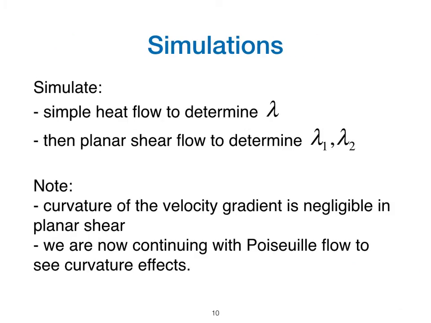So in our simulations, first of all we use simple heat flow by setting up a temperature gradient with no flow to determine the linear thermal conductivity, and then we apply planar shear flow to determine the off-diagonal components or the corrections to the thermal conductivity that are due to the shear. And remember that the curvature of the velocity gradient is negligible in planar shear.